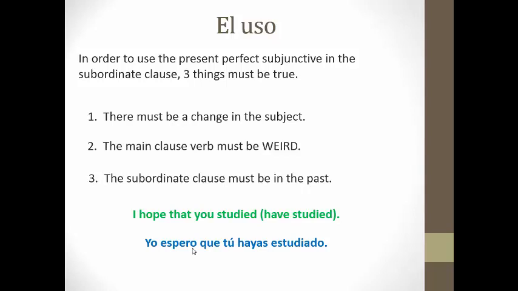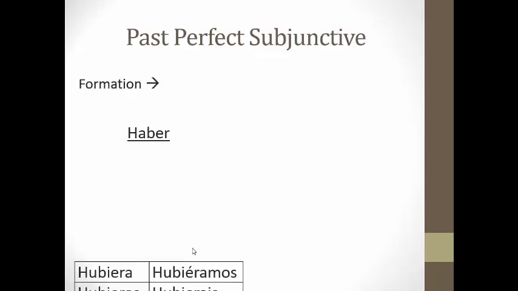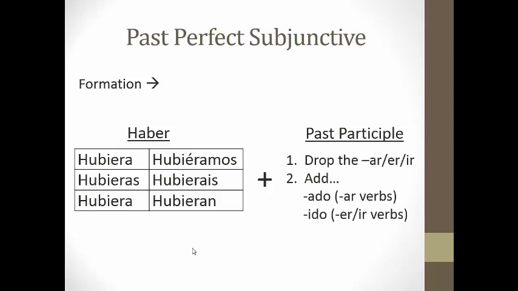Let's now talk about the past perfect subjunctive, which you're going to notice a lot of similarities here. First, in formation, it's a perfect tense, so it's formed just like the rest. You need a form of haber with the past participle. So if it's past perfect subjunctive, well then you need the past subjunctive form of haber. In the past subjunctive, haber is hubiera, hubieras, hubiera, hubiéramos, hubieran. And then again, to form your past participle, you drop the ending, the AR, ER, IR, and you add ado or ido.